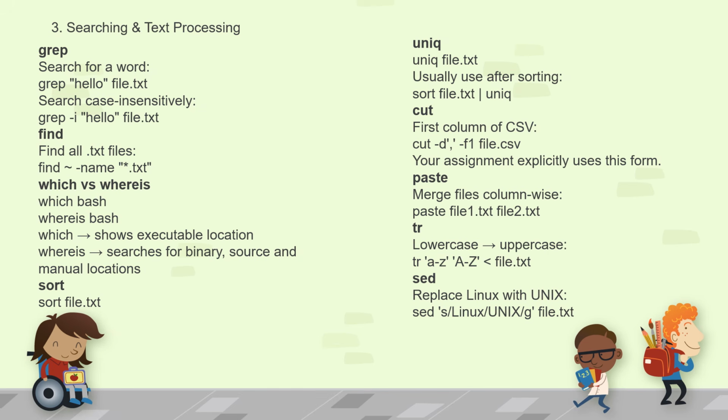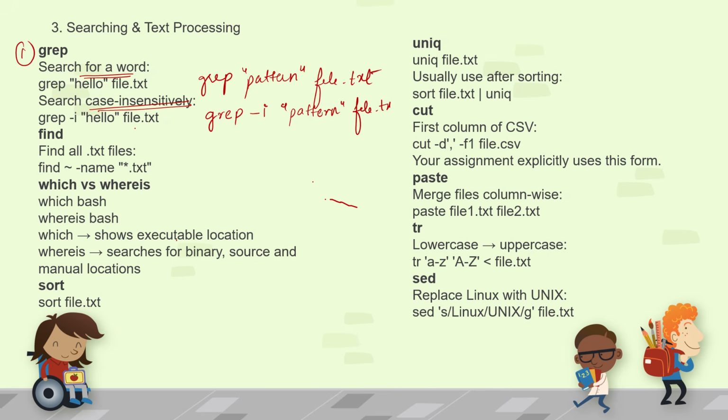Next is searching and text processing. First is grep. grep is mostly used to search for a word. Like you write grep, the pattern you want to find, and then file.txt. Now, case insensitive search: if you want to search irrespective of the case, you'll write grep -i pattern file.txt.